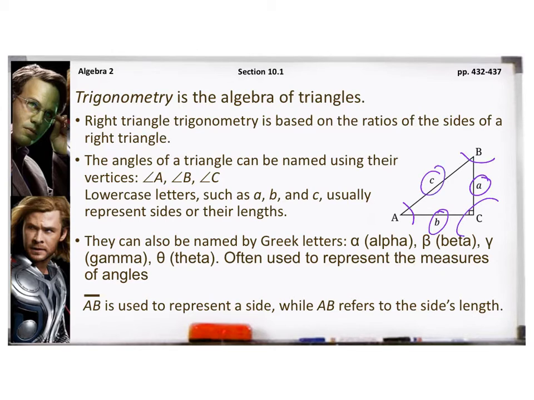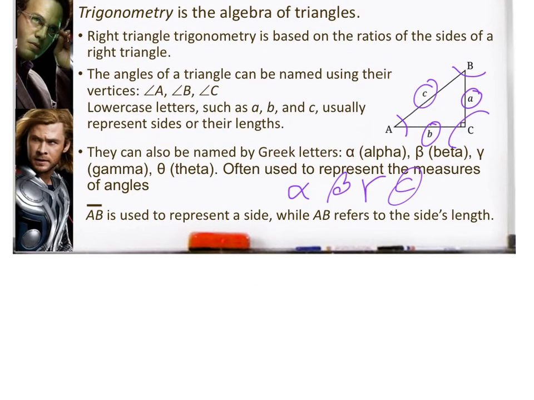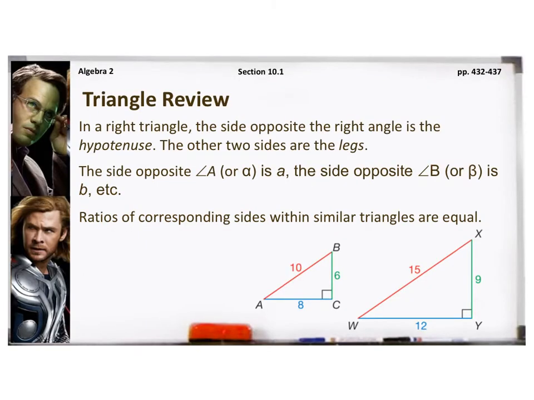So generally speaking, if we're labeling it A, B, and C in this fashion, C is our right angle, and so side c is our hypotenuse. They can also be named by Greek letters. So sometimes we have alpha, beta, gamma, and theta. All right, so that's also possible. AB with a line over it is used to represent a side, while AB refers to the side's length. This is the physical side. This is the length of the side. Okay, that's some of our vocabulary. We're doing a lot of different stuff, so you need to know what we're referring to.